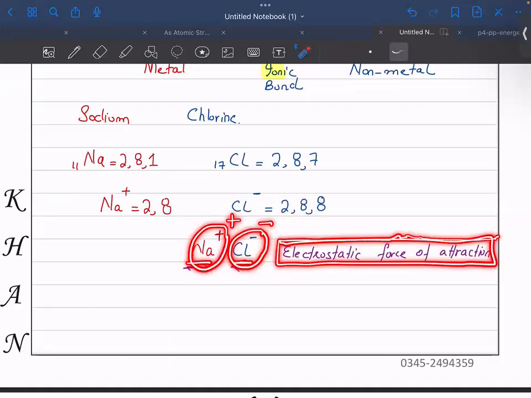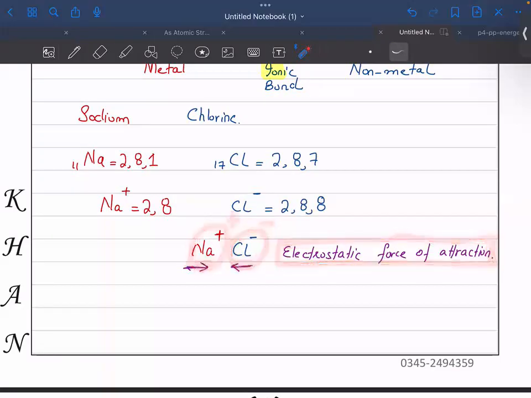Okay? And when oppositely charged ions are attracted to each other, then the bond formed between these ions is known as ionic bond. तो सोडियम आयन और क्लोराइड आयन के बीच में जो बॉन्ड बना है, this bond is known as ionic bond.